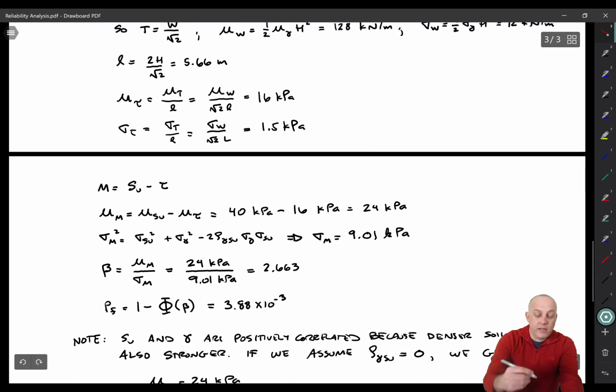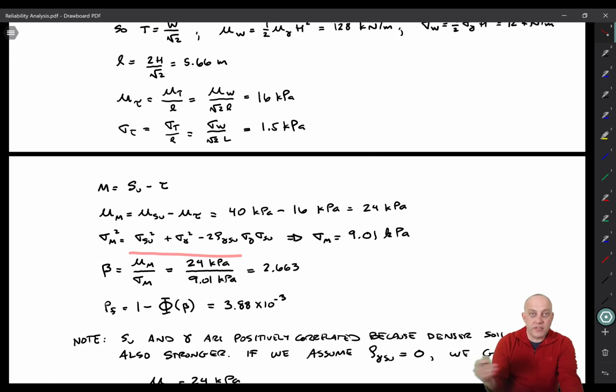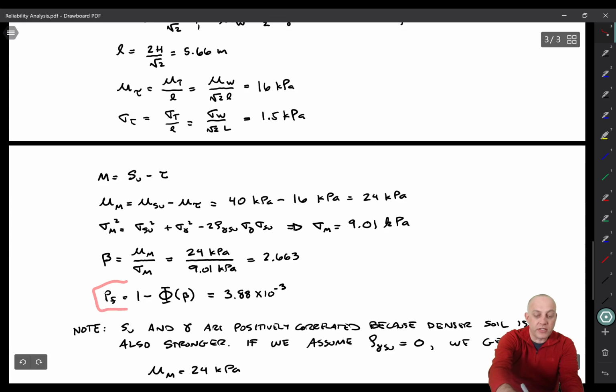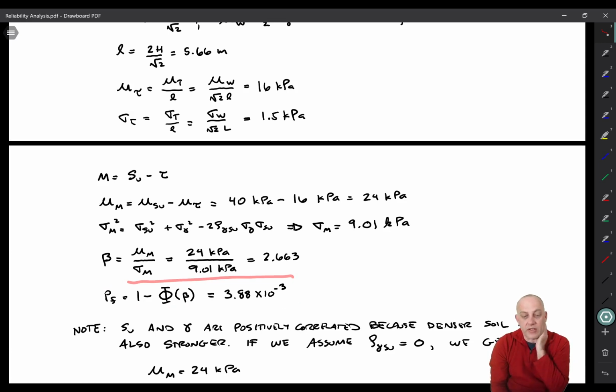Okay. Then the beta is mu_M over sigma_M, and I get 2.663 for beta. So in this case, we're 2.663 standard deviations away from failure. And the probability of failure is 3.88 times 10 to the minus 3. So, you know, if you designed 1,000 of these, 3.9 of them would fail on average.